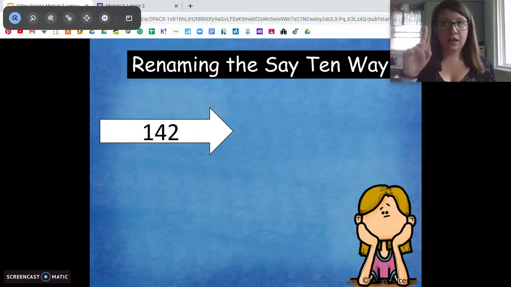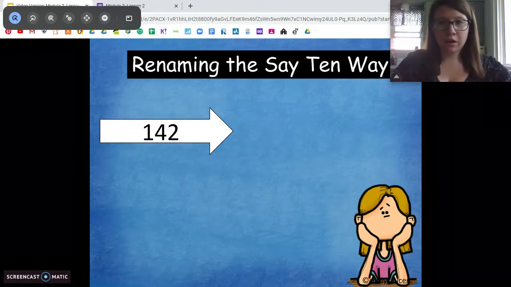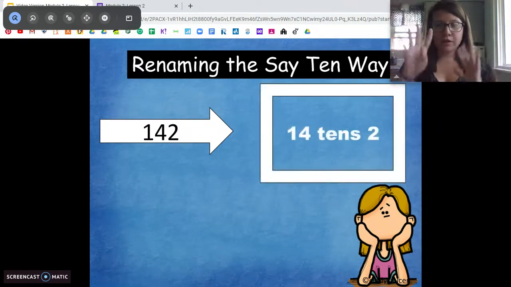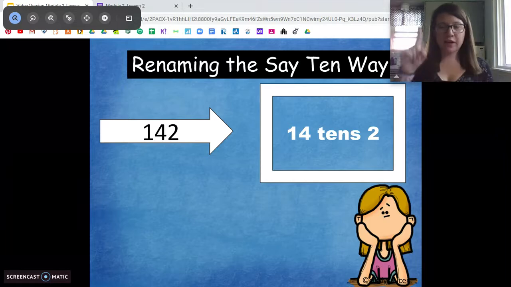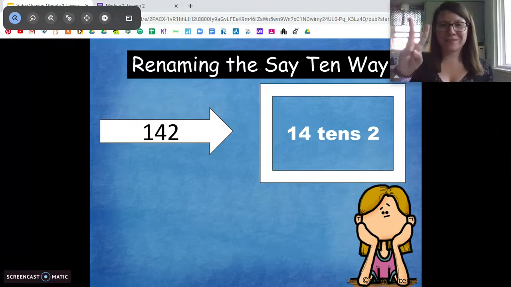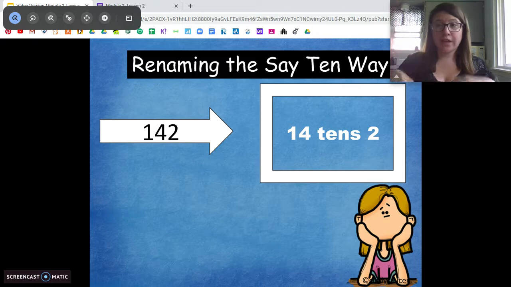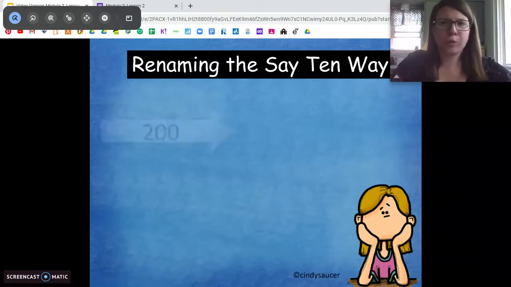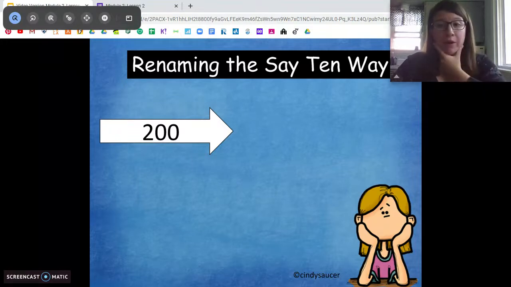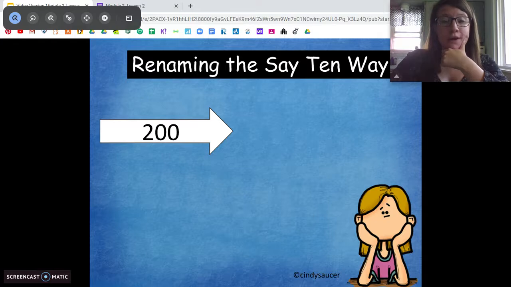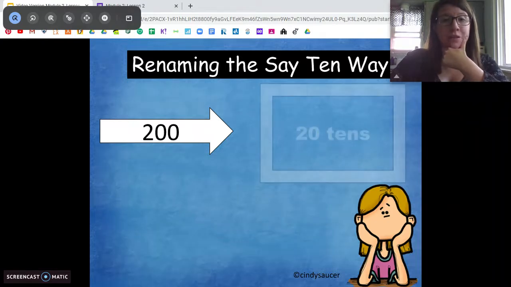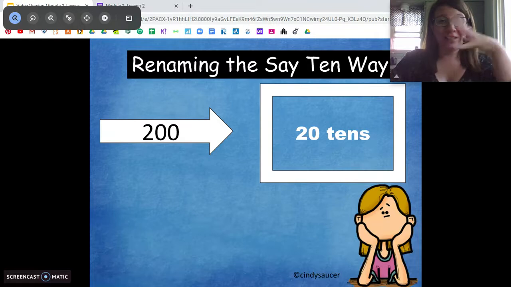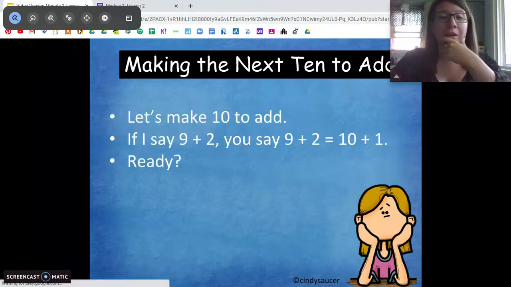142. 110, 120, 130, 140. So I have 14 tens 2. Count it out. 14 tens, 100, 110, 111, 112, 113. That's 14 added onto my other 10. 10 plus 4, 14 tens, 2 ones. 200. Think about how we did 100. 200. How many tens? 20 tens. Very, very good. It's a little tricky, so thank you for working hard and bearing with me.